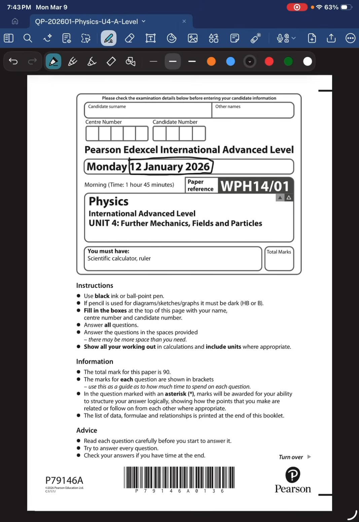From what I saw, I don't know if this is a new trend or a new idea from Edexcel, but they actually publish a Unit 4 and then a Unit 4A. And from what I saw, Unit 4A is different from this one. If anybody knows why, let me know in the comments.